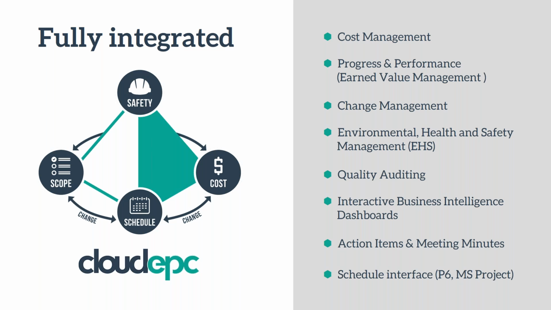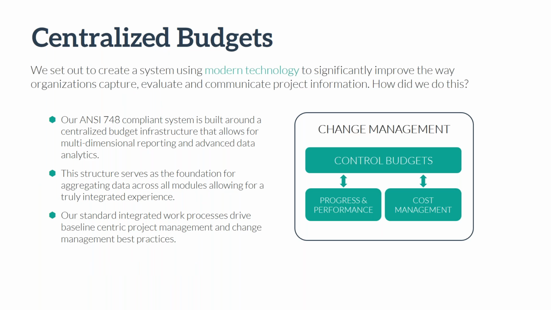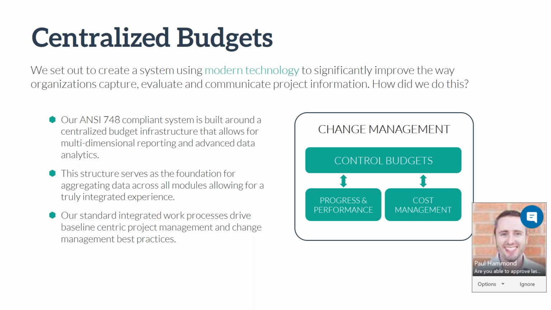So how do we bring all of these tools together to help teams proactively manage project change? We do this with several key features that differentiate ourselves in the market. For starters, Cloud EPC is based on a centralized budget structure that serves as the foundation for managing data across all of our modules. This helps to promote a standardized process driving proper change management across a project. So think of it like a bank account in which a project team is measured by their ability to manage to a budget. If the budget is exceeded, only one of three things can happen.